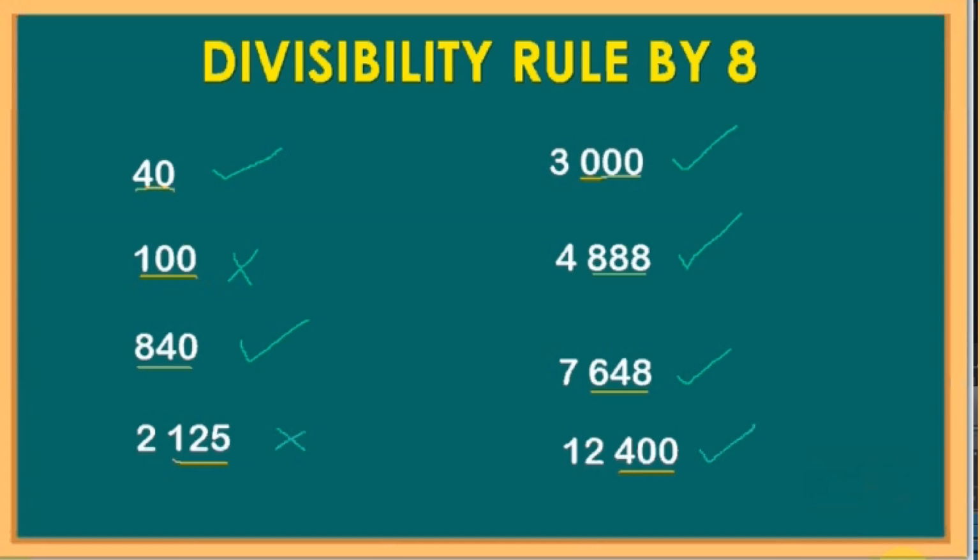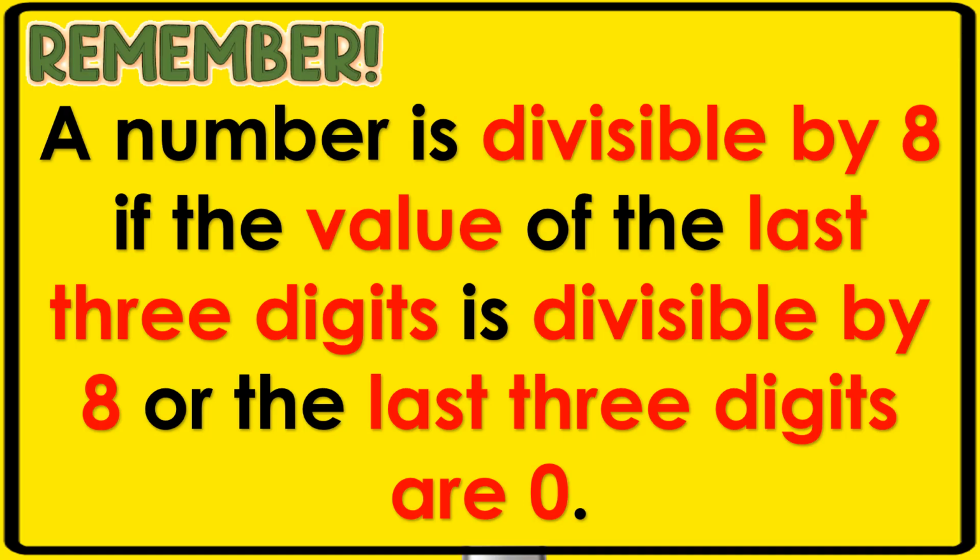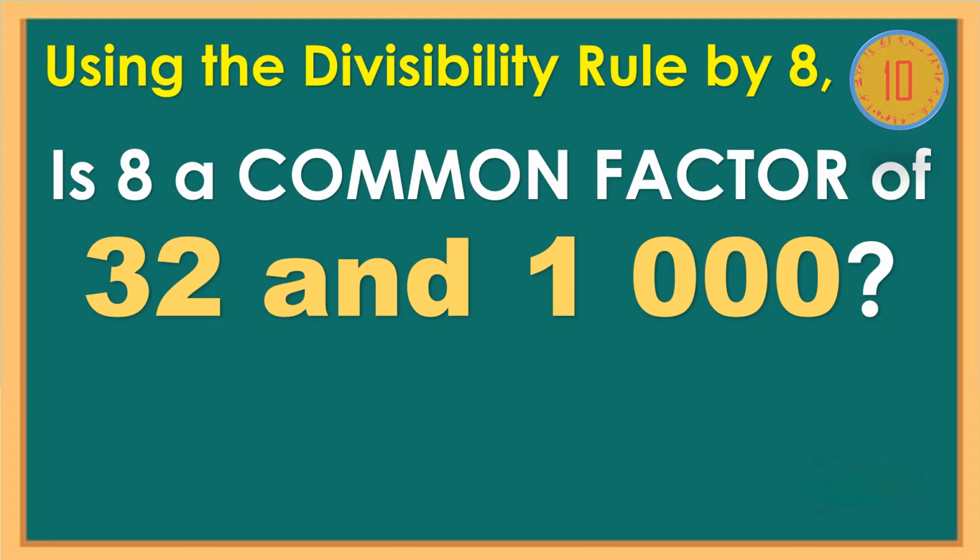Again, the divisibility rule by 8 states that a number is divisible by 8 if the value of the last 3 digits is divisible by 8 or the last 3 digits are zeros. Remember, a number is divisible by 8 if the value of the last 3 digits is divisible by 8 or the last 3 digits are 0.